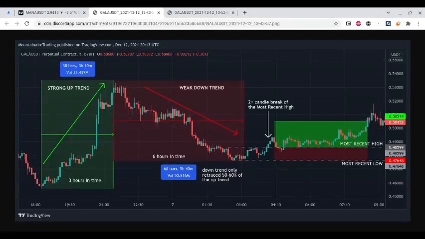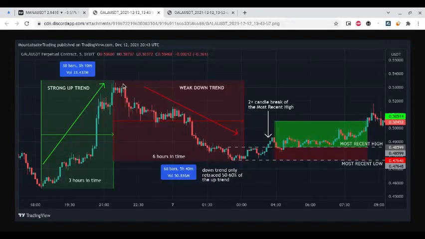So first things first, we want to see a strong uptrend. We want to see a big move to the upside that has big green candles. We want to see price be broken, structure be broken, and we want to see a big move to the upside that's very impressive, okay?